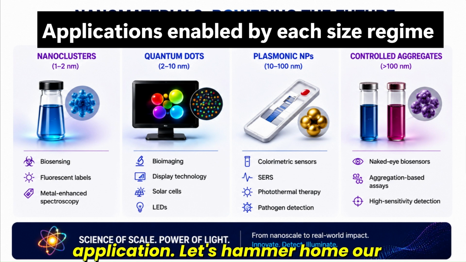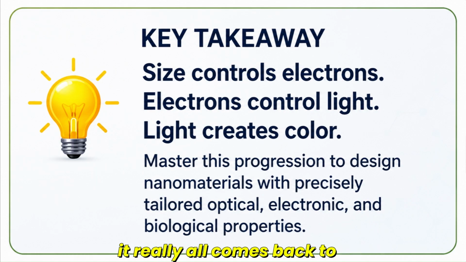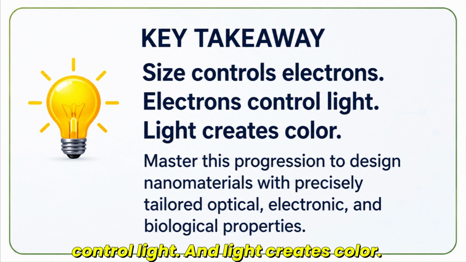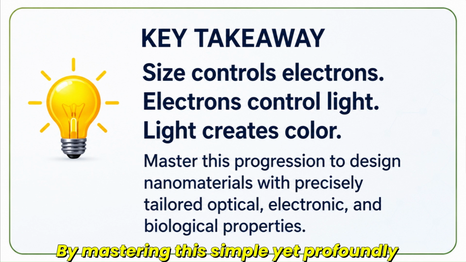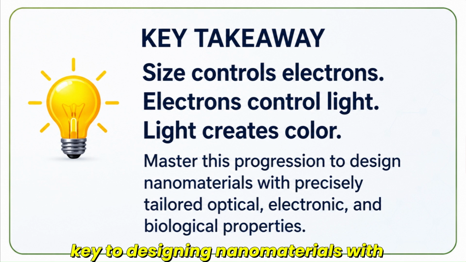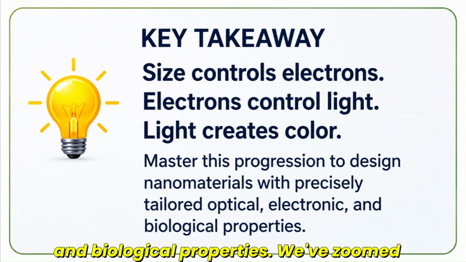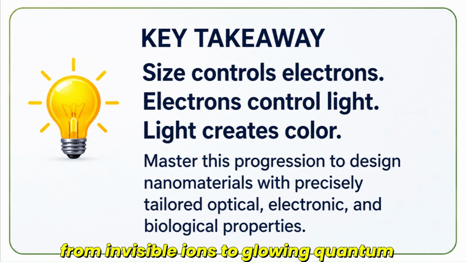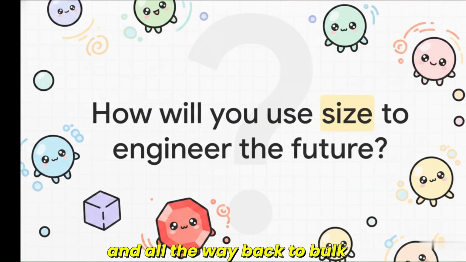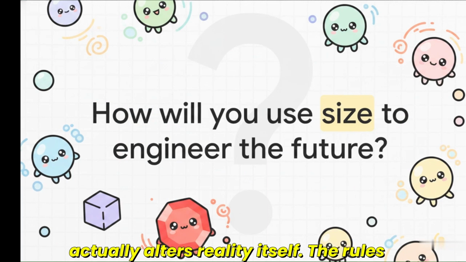Let's hammer home our recurring motif one last time, because it really all comes back to this. Size controls electrons, electrons control light, and light creates color. By mastering this simple yet profoundly powerful progression, scientists hold the key to designing nanomaterials with precisely tailored optical, electronic, and biological properties. We've zoomed from invisible ions to glowing quantum dots through ruby-red plasmonic metals and all the way back to bulk materials, proving that altering scale actually alters reality itself.